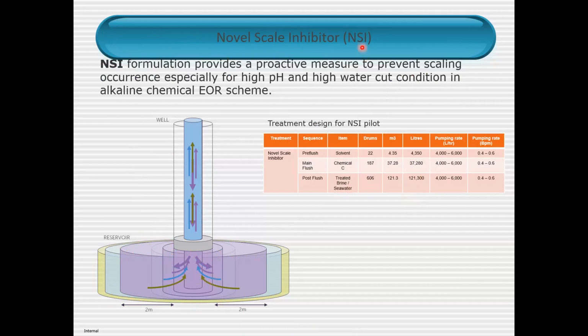But with this novel scale inhibitor, it inhibits the solid from redepositing, so it can last further, maybe 1 year, 1.5 years, or even 2 years. In one of our cases, I would say it went up to about 3 years plus. So that was basically the major success using this novel scale inhibitor.